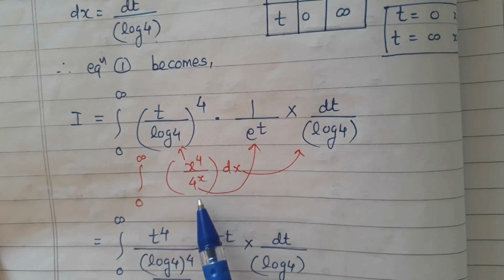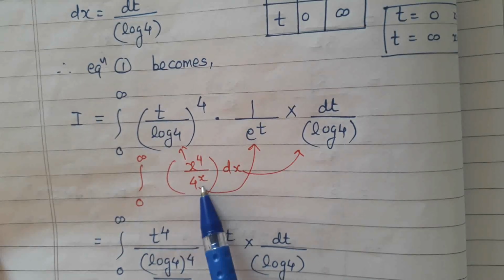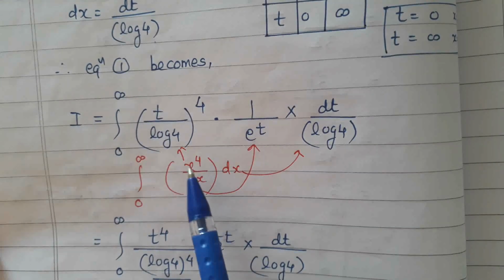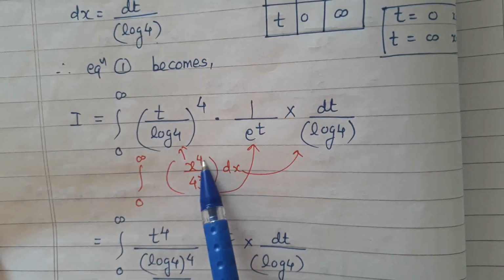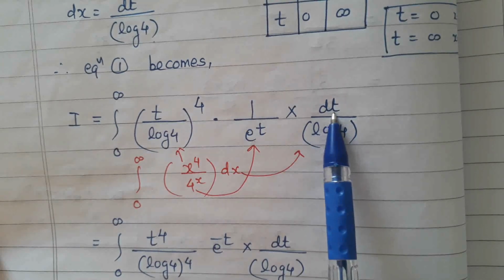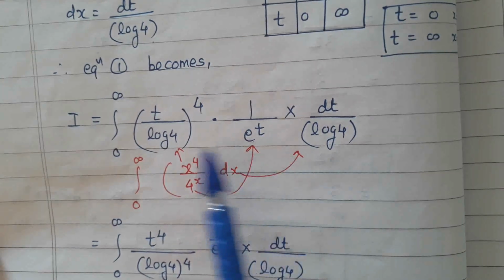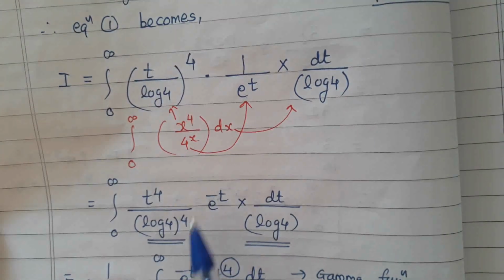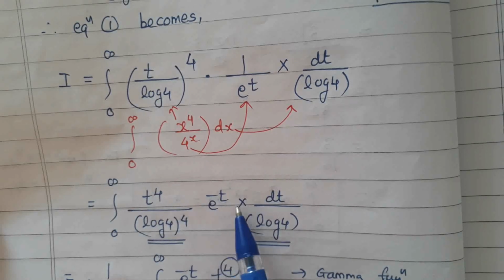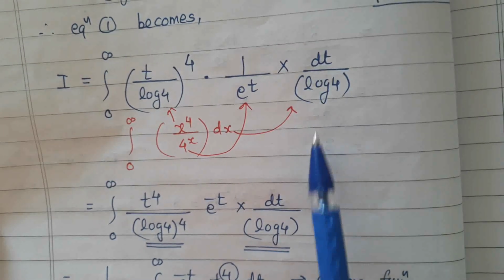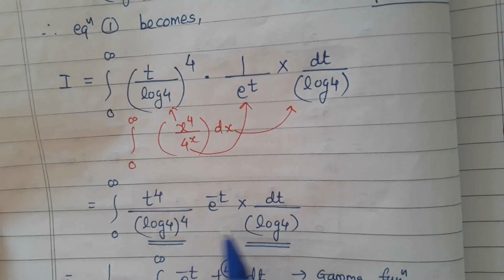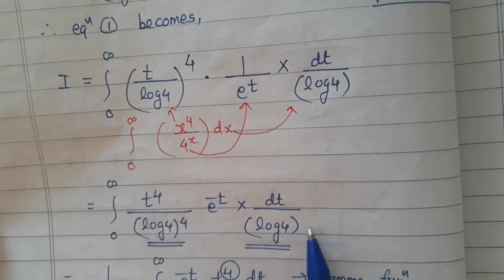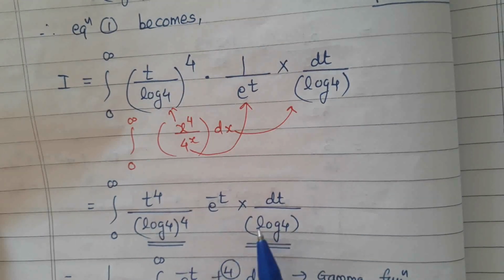value of 1 upon 4 raised to x. So 4 raised to x is e raised to t. x is t upon log 4. So t upon log 4 raised to 4 and dx is dt upon log 4. Separate the powers. t raised to 4, log of 4 raised to 4. 1 upon e raised to t becomes e raised to minus t, dt upon log 4. Let us add the powers of log 4. Log 4 raised to 4, log 4 raised to 1 becomes log 4 raised to 5.